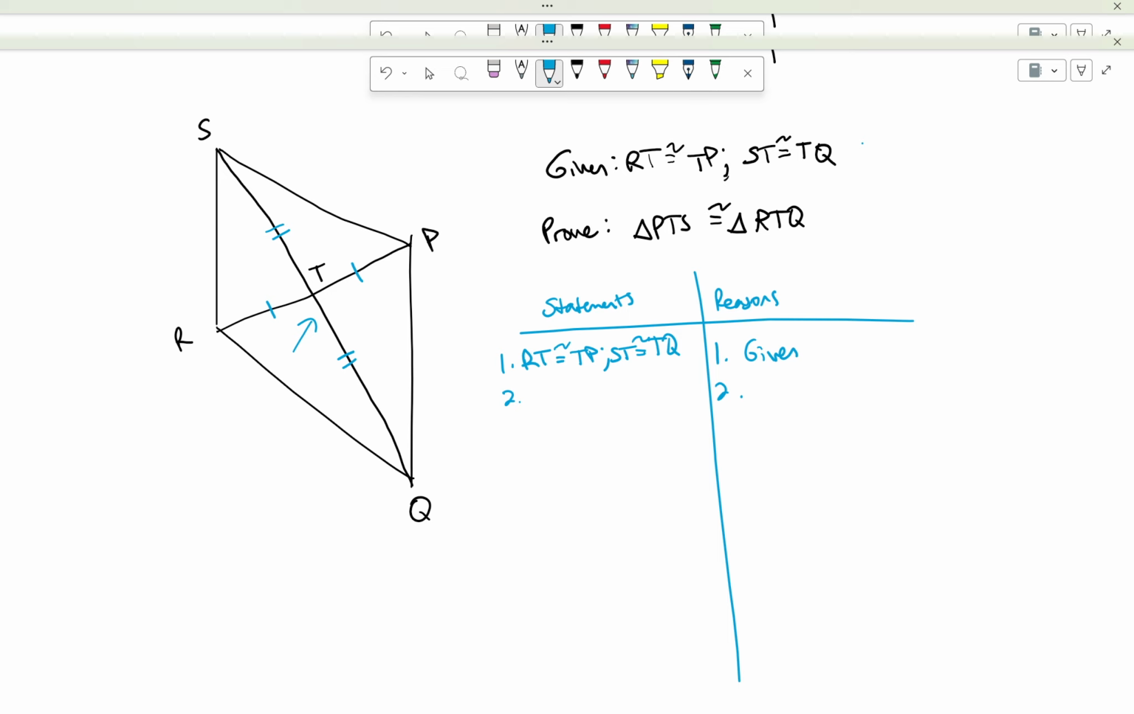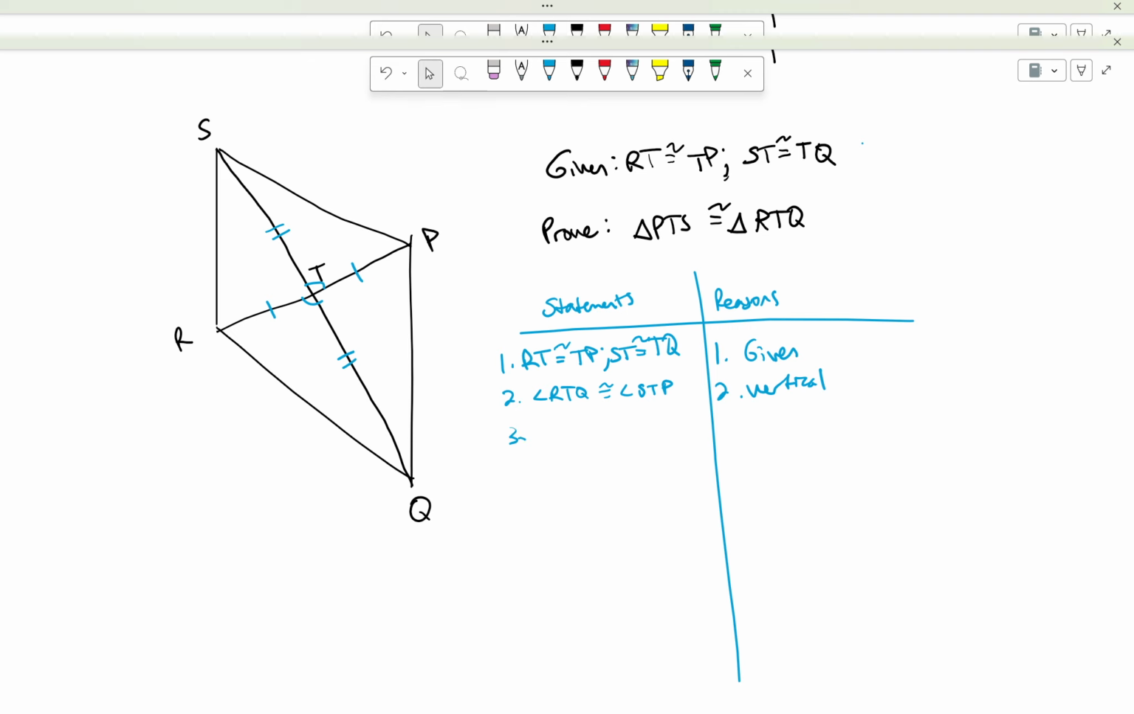Well, can we prove that this angle and this angle, which are the ones that are included, sandwiched in between these two sides, are congruent? But of course we can. So we have angle RTQ, which is going to be congruent to STP. And for an old school reason, something from chapter 1, these are vertical angles. Awesome.